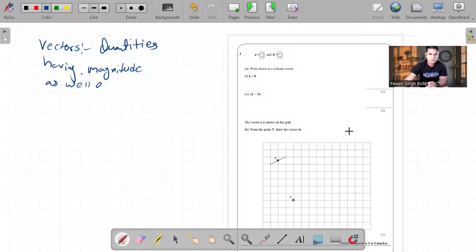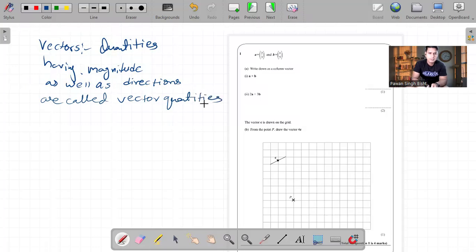So what is the definition of vectors? Quantities having magnitude as well as direction are called vector quantities. In IGCSE mathematics we discuss vectors, and there are different ways of representing them. One of them is the column vector.